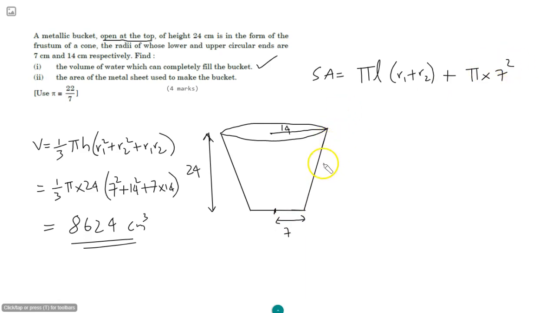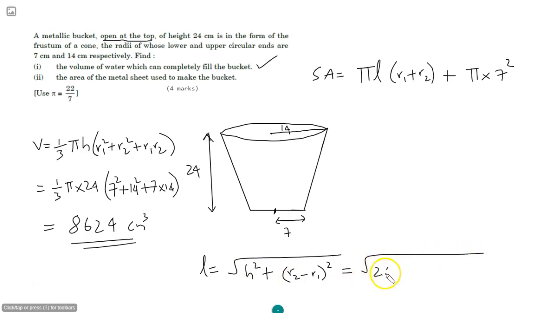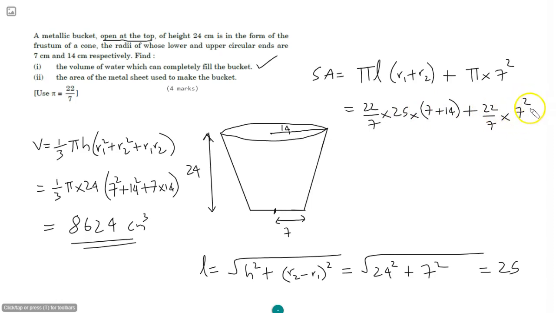So we need to find L first. You know that L is root of h square plus R2 minus R1 whole squared. So here it is going to be root of 24 squared plus the difference of the radii, which is 14 minus 7, which is 7. So if you do this calculation, you will get 25. So this is going to be 22 by 7 into 25 into 7 plus 14 plus pi into 7 squared. This is going to be 1804 centimeter square.